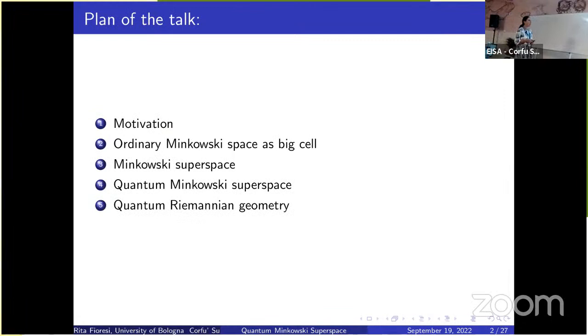So I plan to give some very humble motivation, in the sense that I'm a mathematician, I'm learning all of these things from physics, and I try to motivate. Then I will explain the construction of the ordinary Minkowski space as the big cell in the Grassmannian, which is an interesting algebraic geometry object of vector subspaces in a given vector space. I will explain everything. Then I will generalize it to the Minkowski superspace. And of course, I want to do the quantum Minkowski superspace and talk about quantum Riemannian geometry and supergeometry.